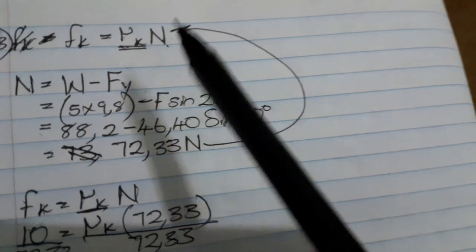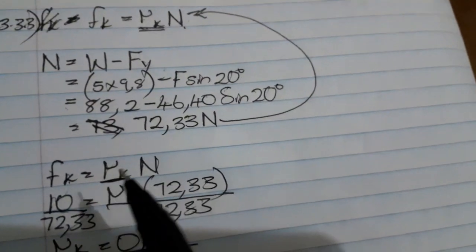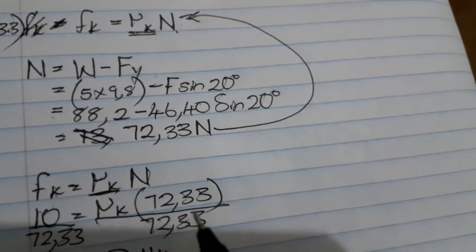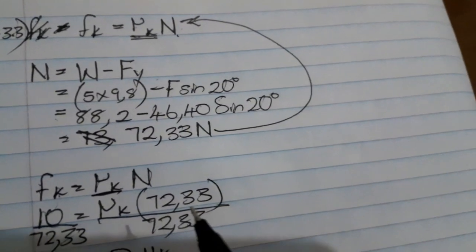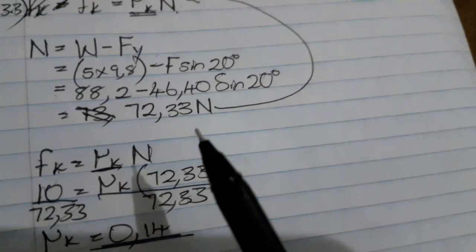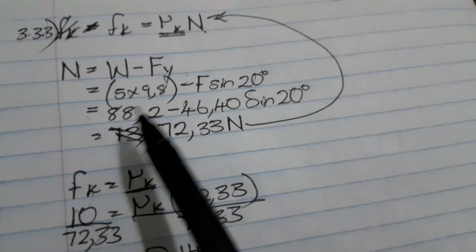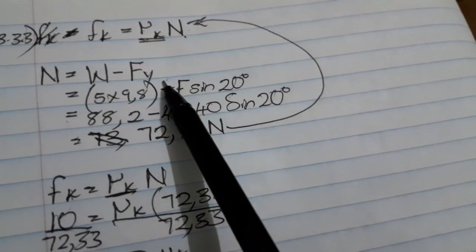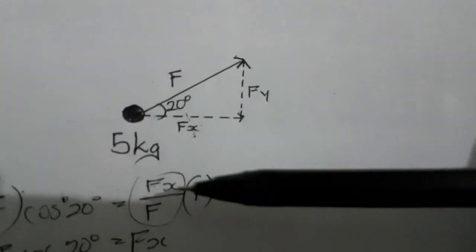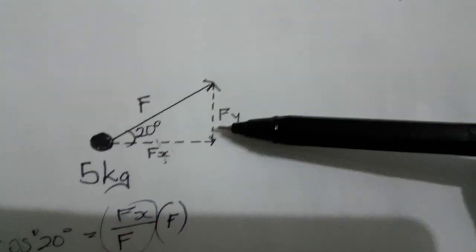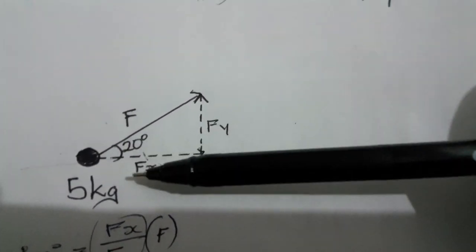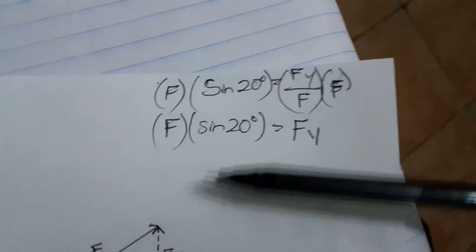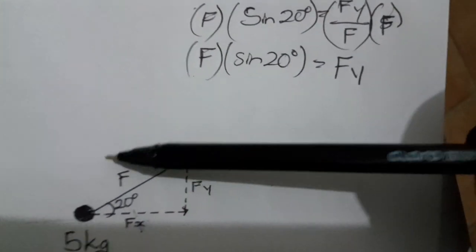So now we first calculate the normal force. To calculate the normal force, we resolve our vertical forces. Vertical forces are normal force, weight, and Fy. We know Fy. Remember how we solved it. Fy is this side. To get Fy, we say sine 20 degrees is equal to Fy over F. Remember, sine is opposite over hypotenuse.